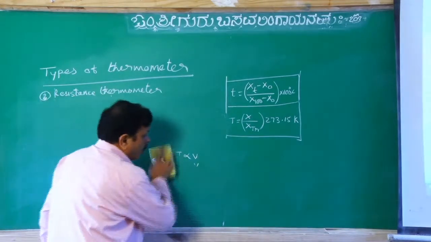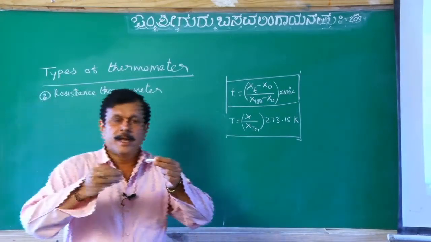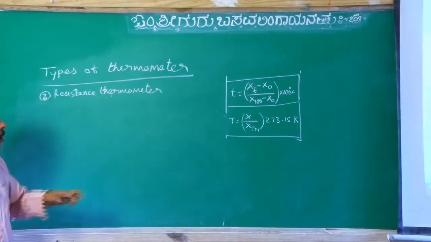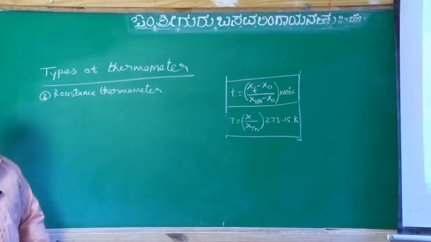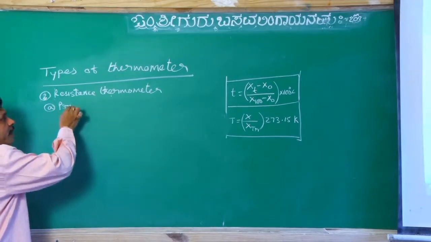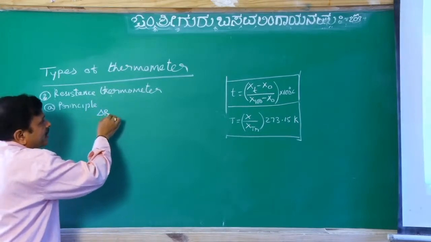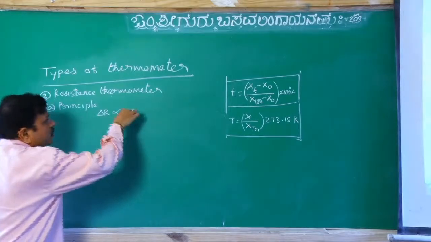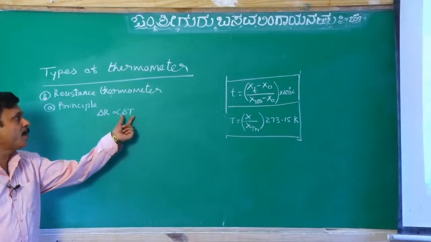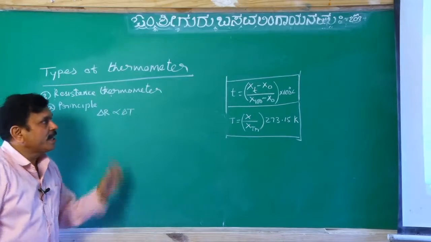Well, now what is the principle? If we take a wire and heat the wire, as the temperature goes on increasing, what happens? The resistance of the wire also goes on increasing. So that is the principle of this particular device. The change in resistance is directly proportional to the change in temperature, or the increase in resistance of a conductor is directly proportional to the increase in temperature. Now this principle is used here.